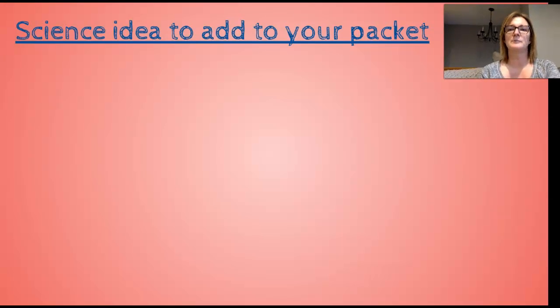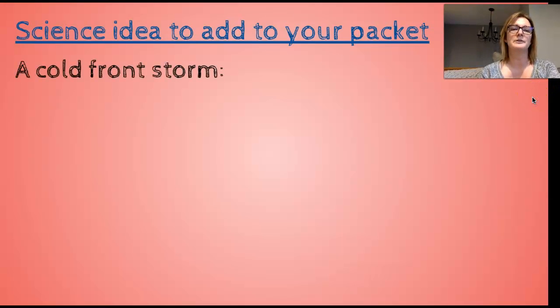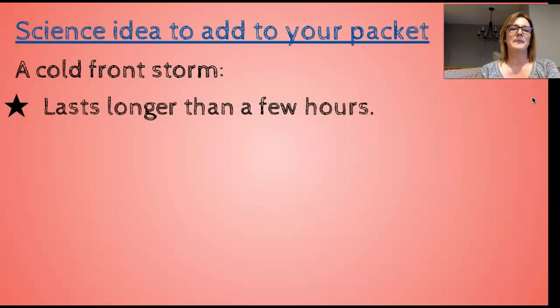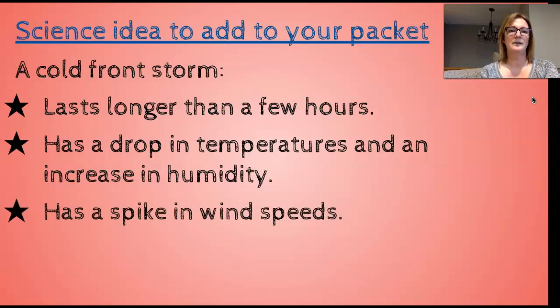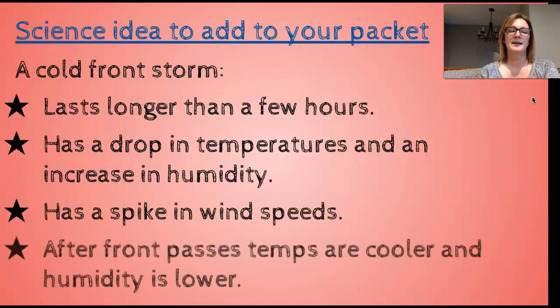So this is to summarize what happens during a cold front storm. In general, the storms last longer than a few hours, which is different than those sort of pop-up thunderstorms we were looking at in the first topic. Cold front storms are accompanied by a drop in temperature and an increase in humidity during the storm. There's a spike in wind speeds, and then after the front passes, temps are cooler and humidity is lower.